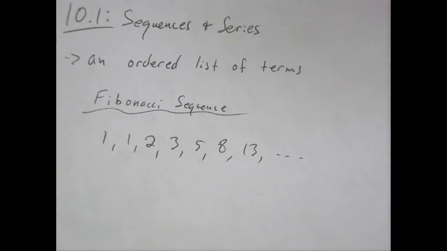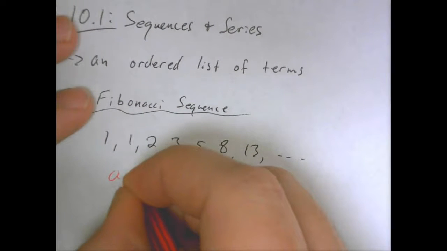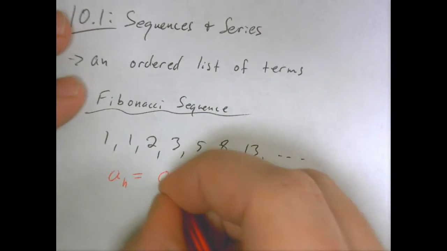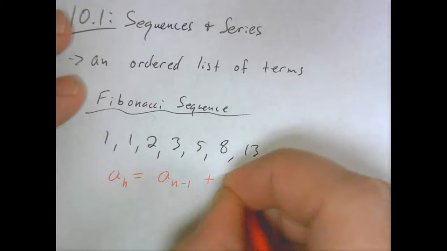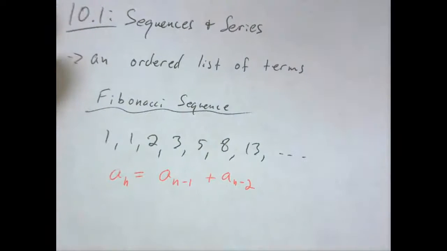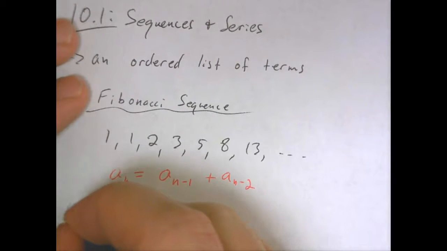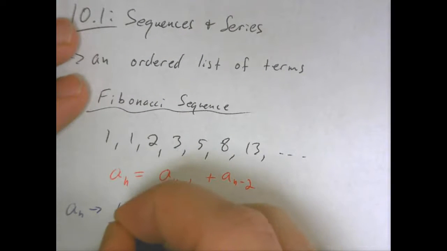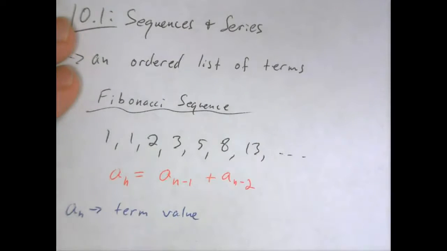There's also a specific rule in order to get each term. Well, for this one, my rule would be a sub n equals a sub n minus 1 plus a sub n minus 2. Okay, so with this, if I see a sub n, that is the term value. That is what it is equal to.